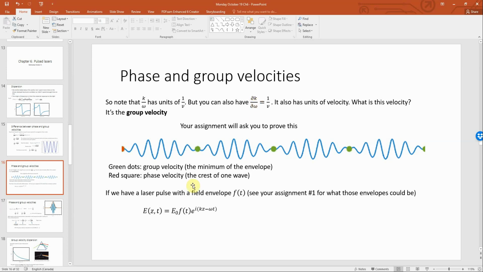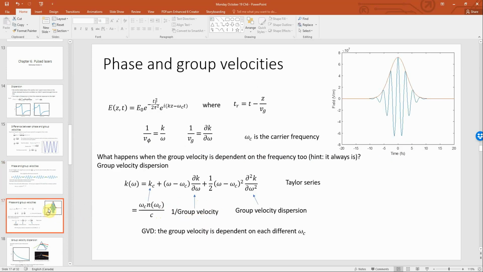So now we have a laser pulse. Not only do we have an amplitude of the electric field, we have the phase velocity here of some frequency component, but then we also have an envelope here, and this envelope, or the pulse, travels with this group velocity, whereas each frequency component travels with this phase velocity here.